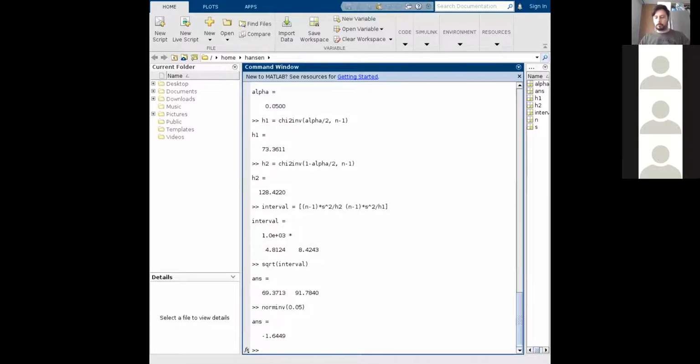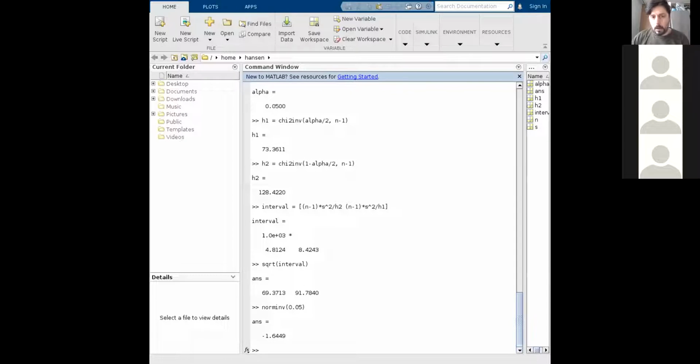Now, just looking at this picture, this minus Z alpha is now minus 1.6449. This coordinate here is minus 1.6449. All right.